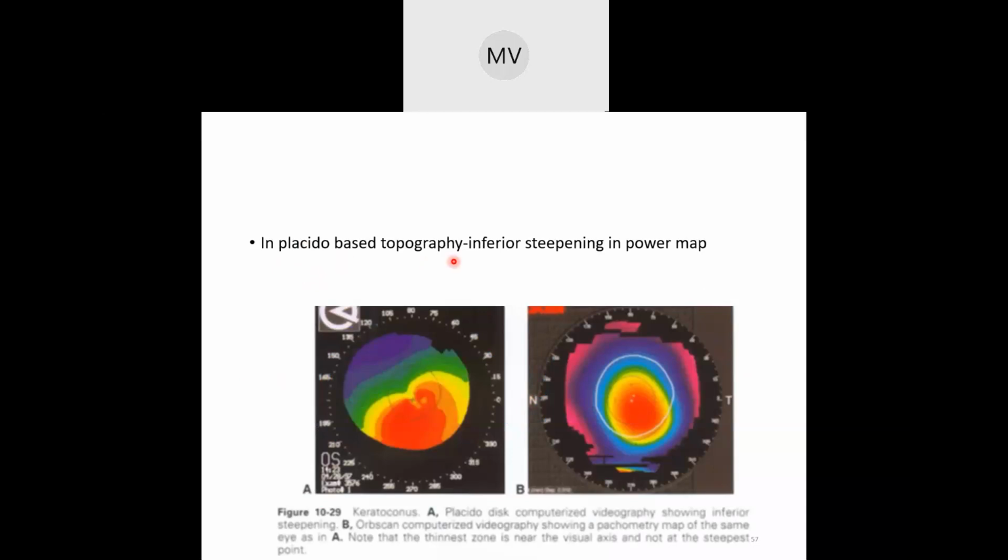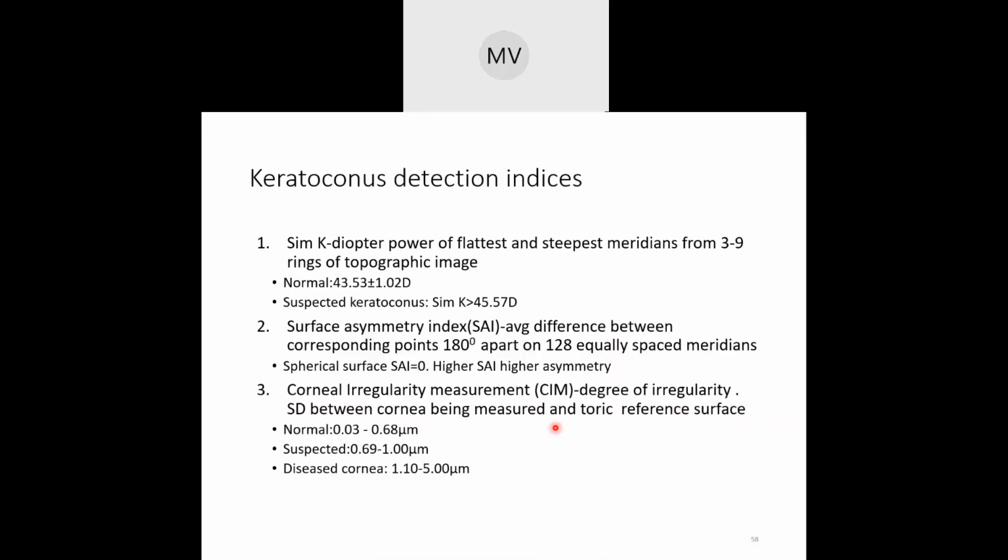In Placido-based topography, inferior steepening in the power map can be observed while performing a topography. The same thing in the right eye, the inferior steepening can be observed, and over on the left one too. Sorry, on the other picture too, it's actually two different topographies. On the other picture too, you will be able to see the inferior drooping of the cone. Then the next one will be keratoconus detection indexes.